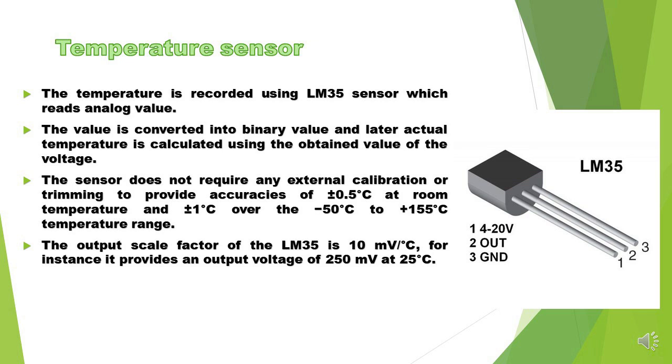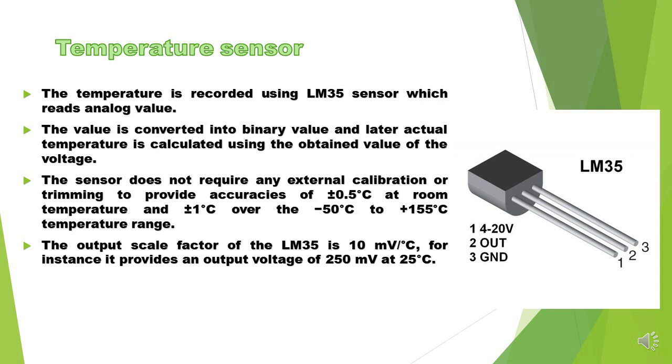And the next slide, temperature sensor. The temperature sensor is a 3-pin device. First is VCC 4 to 20 volt, second is the out pin, and third is ground. The temperature is recorded using the LM35 sensor, which reads an analog value. The value is converted into a binary value and later the actual temperature is calculated using the obtained value of the voltage.